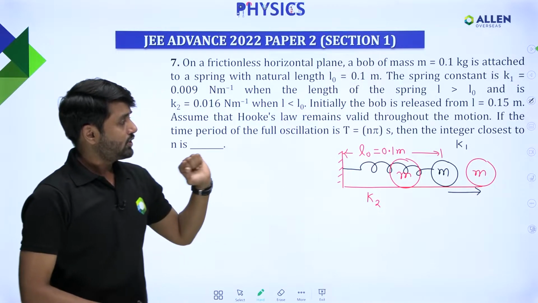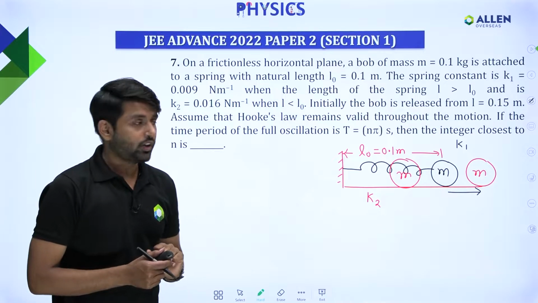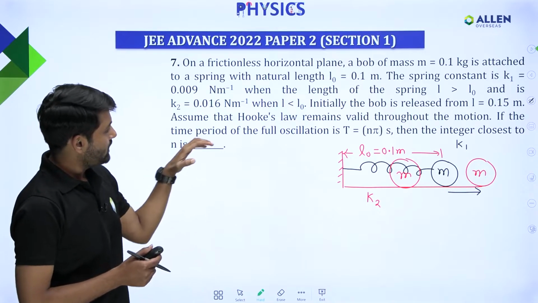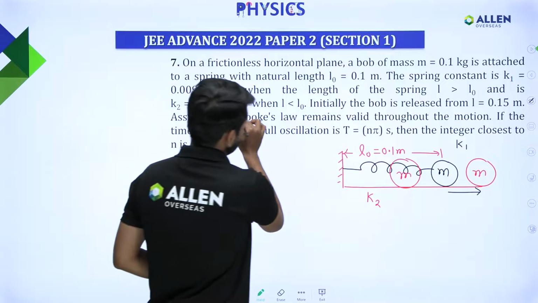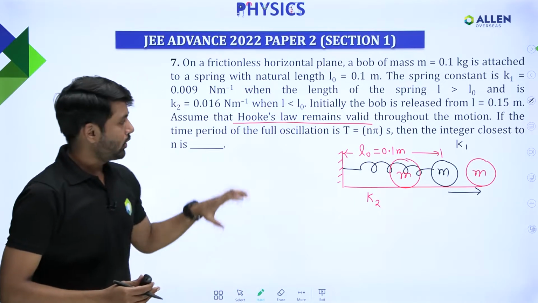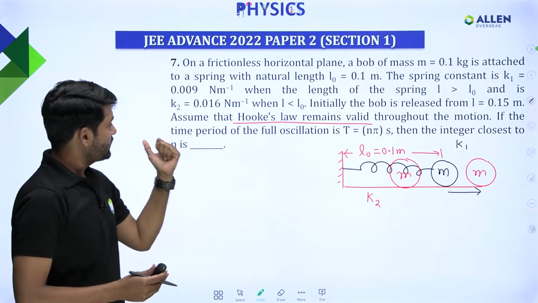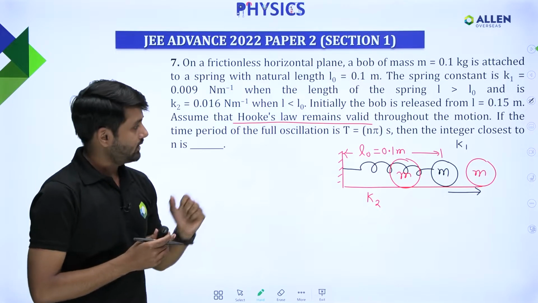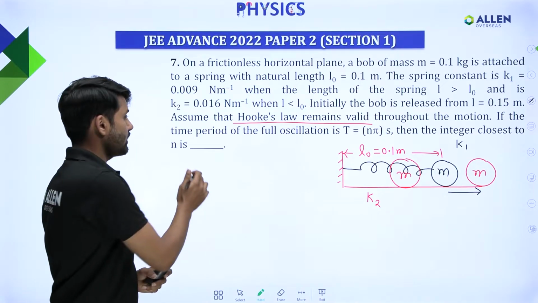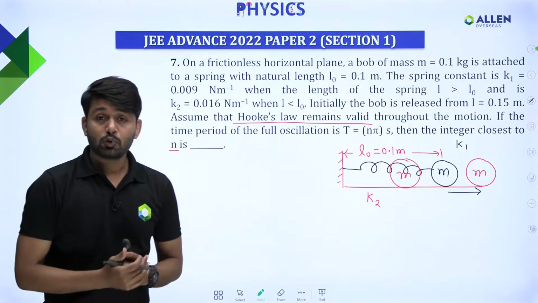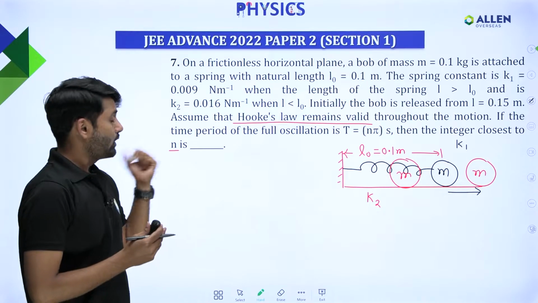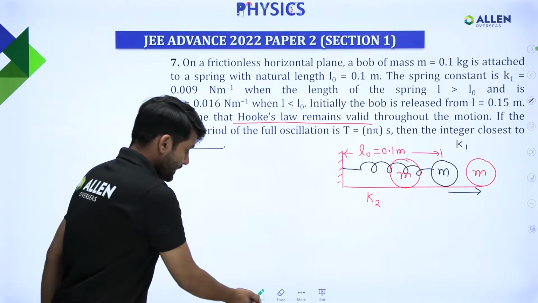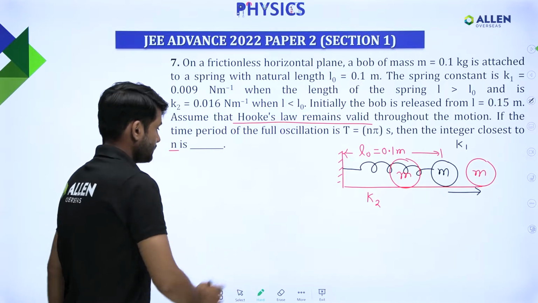Initially the bob is released from L equal to 0.15 meter. Assume that Hooke's law remains valid throughout the motion. If the time period of full oscillation is T equal to n pi seconds, then the integer closest to n is? So we have to find the integer closest to n.